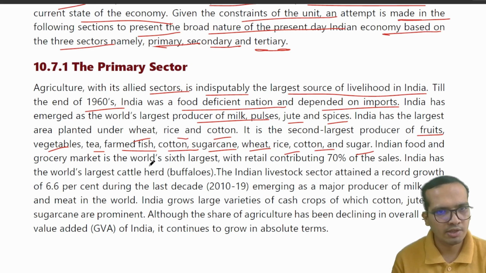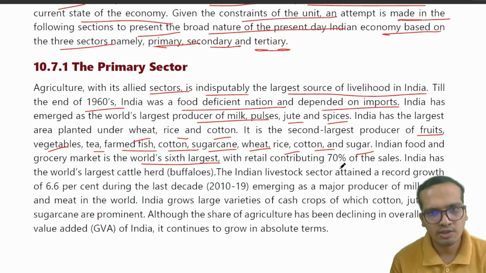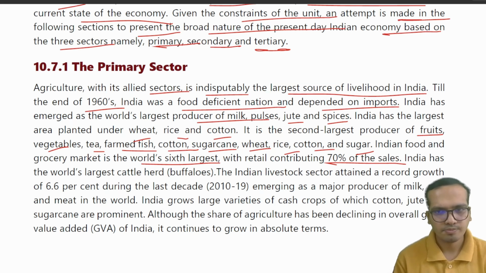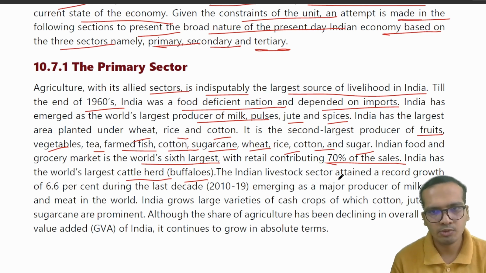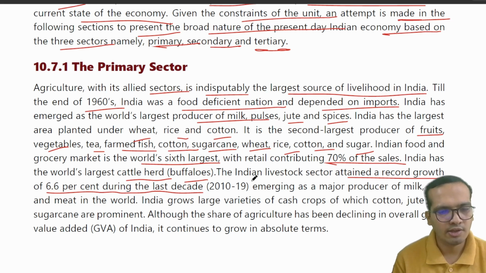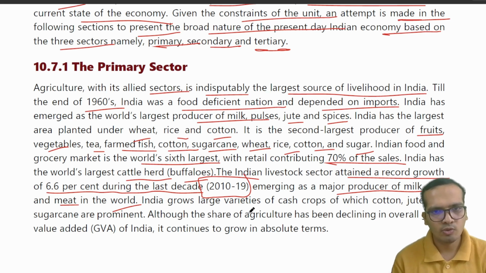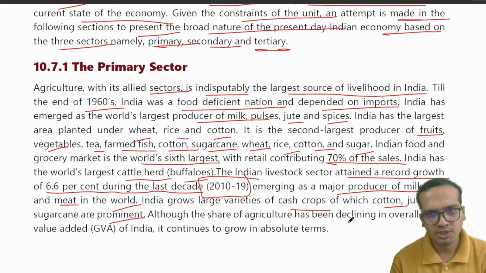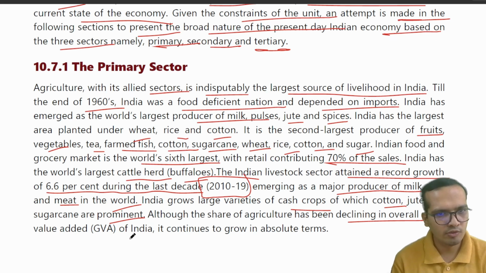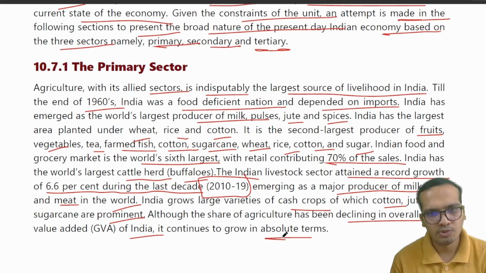India's food and grocery market is the world's sixth largest, with retail contributing 70% of the sales. India has the world's largest cattle herd, that is buffaloes. The Indian livestock sector attained a record growth of 6.6% during the last decade, that is from 2010 to 2019, and emerged as a major producer of milk, egg, and meat in the world. India grows a large variety of cash crops, of which cotton, jute, and sugarcane are prominent. Although the share of agriculture has been declining in the overall gross product of India, it continues to grow in absolute terms.